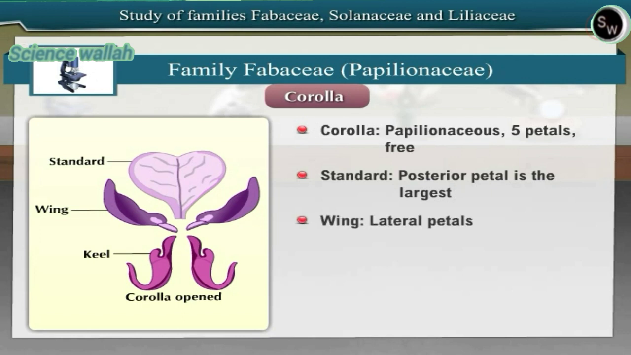The lateral petals are wing-like. They are known as wing petals. The 2 anterior petals are partially fused with each other, forming a boat-shaped structure called keel. The keel encloses parts of essential whorls such as stamens and pistils.